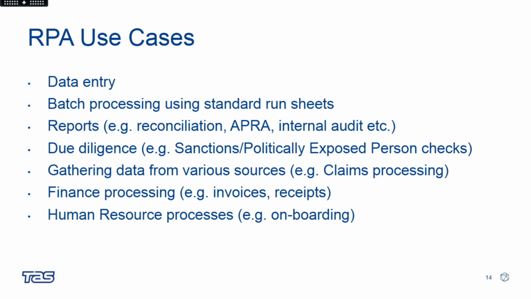Gathering data from various sources is another medium complex process you could have. This involves gathering data from, for example, in the insurance industry, insurance applications, policy information, customer information while an agent is processing claims. Finance processing involves invoices and receipts. So imagine if you have hundreds of receipts and invoices coming from different vendors every single day, and you have to copy data from those invoices like invoice amount, invoice text, ABN numbers, and all the other details into your finance system. Human resource processes involve member onboarding or employee onboarding or customer onboarding.